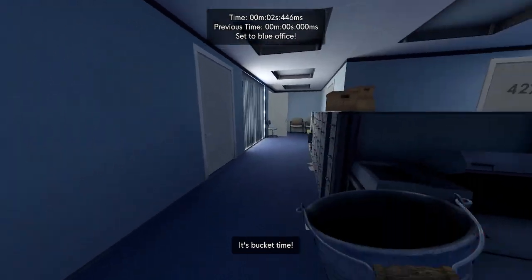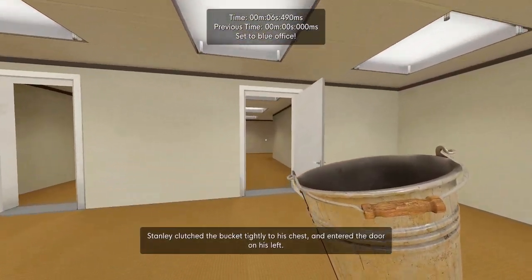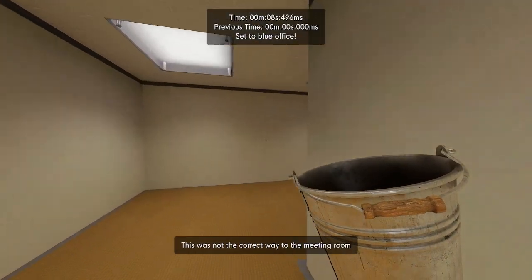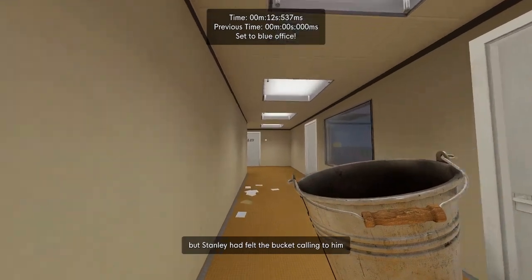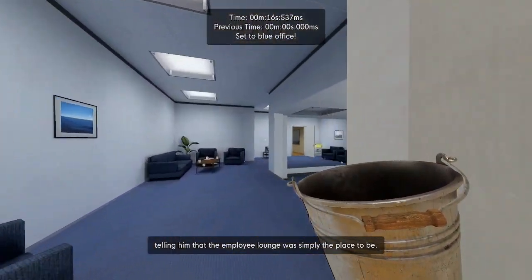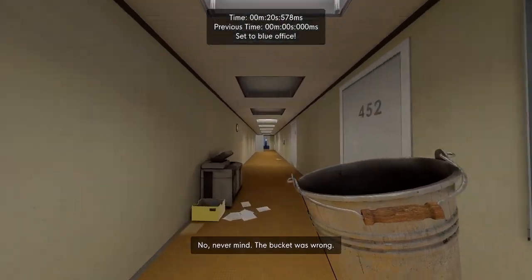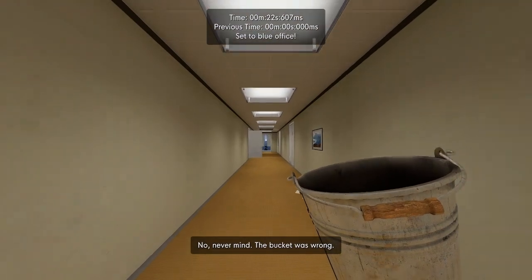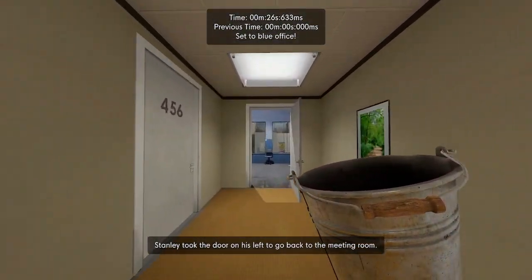All of it, it's bucket time. Stanley clutched the bucket tightly to his... This was not the correct way to the meeting room, but Stanley had felt the bucket calling to him, telling him that the employee lounge was simply the place to be. And here it was. Had the bucket turned out to be correct? No, never mind. The bucket was wrong. Stanley took the door on his left to go back to the meeting room.